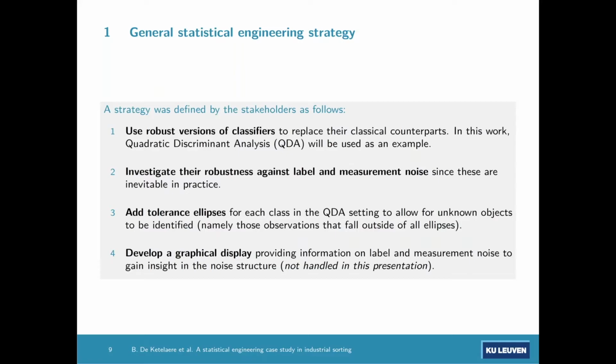Okay, so when we then had the meetings with the stakeholders, we kind of defined a certain strategy on how to attack the problem. And in fact, there were 4 different aspects that came to mind. The first one is what I mentioned already, is that we should have robust versions of the classifiers which are now used at the company. And what I will show in this work is mainly based on quadratic discriminant analysis. So that was kind of the first work that needed to be done. So we need robust versions of it.